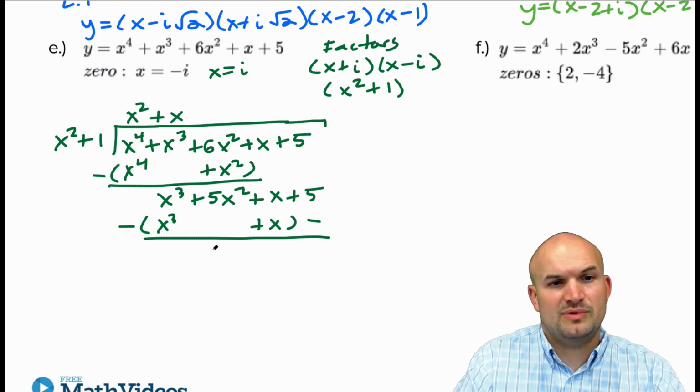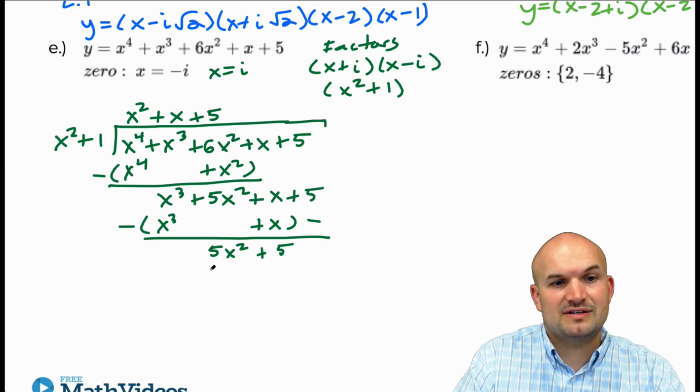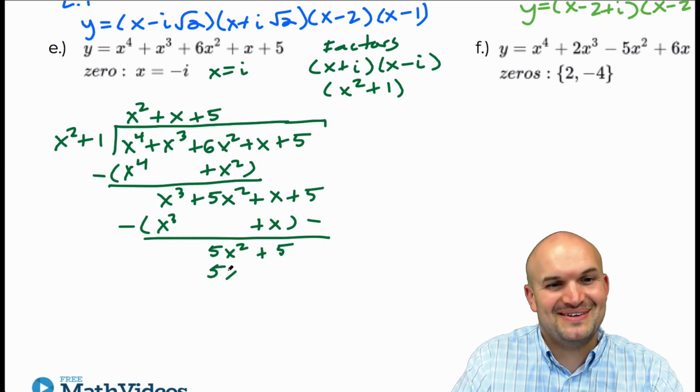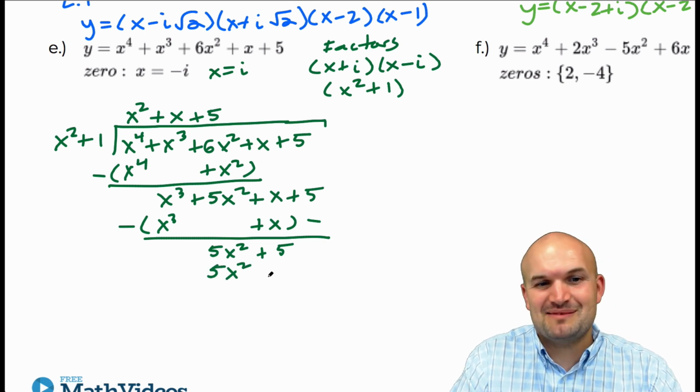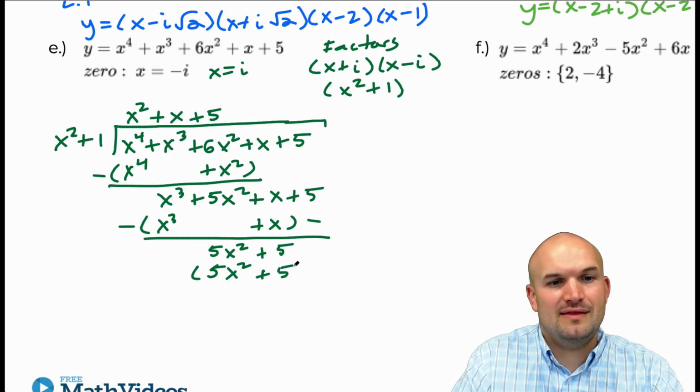5x squared, bring that down. Okay, so x squared goes into 5x squared plus 5 times. 5 times x squared is 5x squared. And then 5 times 1 is positive 5. And then subtract. Okay, and you can see the remainder is 0.